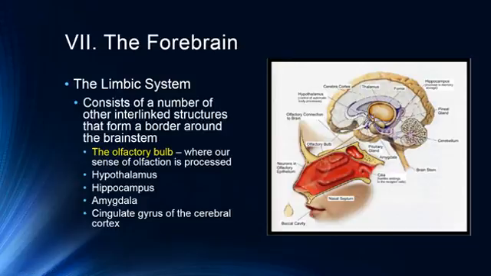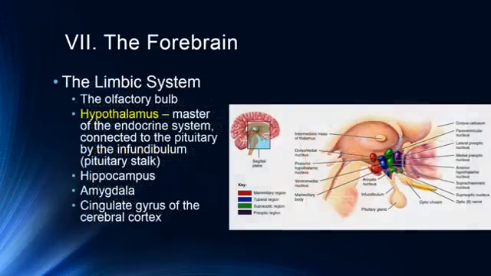So these structures, along with the cingulate, which wraps around this area here, is what we consider the limbic system. So the olfactory bulb is, of course, where our sense of olfaction or sense of smell is processed. The hypothalamus is the master of the endocrine system. It's connected to the pituitary by the infundibulum, which is also known as the pituitary stalk. You can see that here we have the pituitary gland connected by the infundibulum, and then we have the hypothalamus here, which has a number of smaller nuclei which are involved in some very specific functions, which we will get into in greater detail throughout the term.